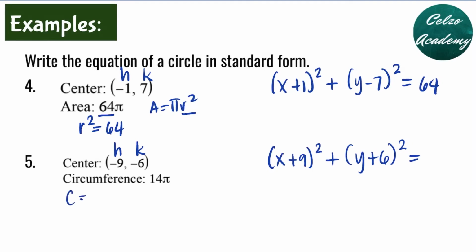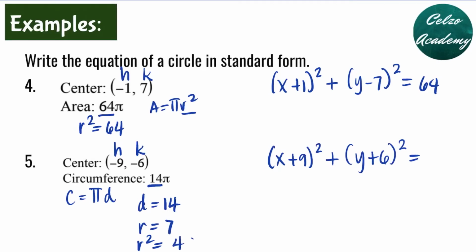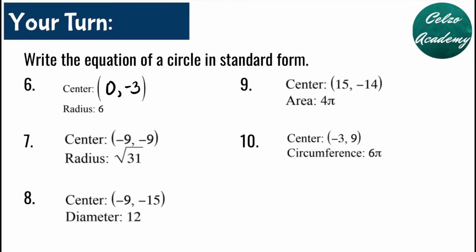Recall that to solve for the circumference, we need to multiply pi times the diameter. So this means that if circumference is 14 pi, 14 here is your diameter. And since diameter is 14, radius is half the diameter, so the radius is 7. If r is 7, then r square is equal to 7 square, or that is 49. So the answer for question number 5 is (x + 9)² + (y + 6)² = 49.